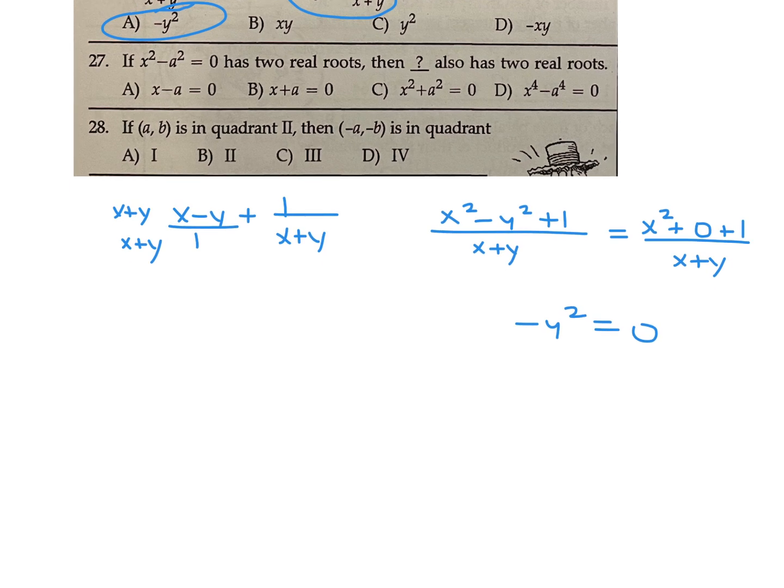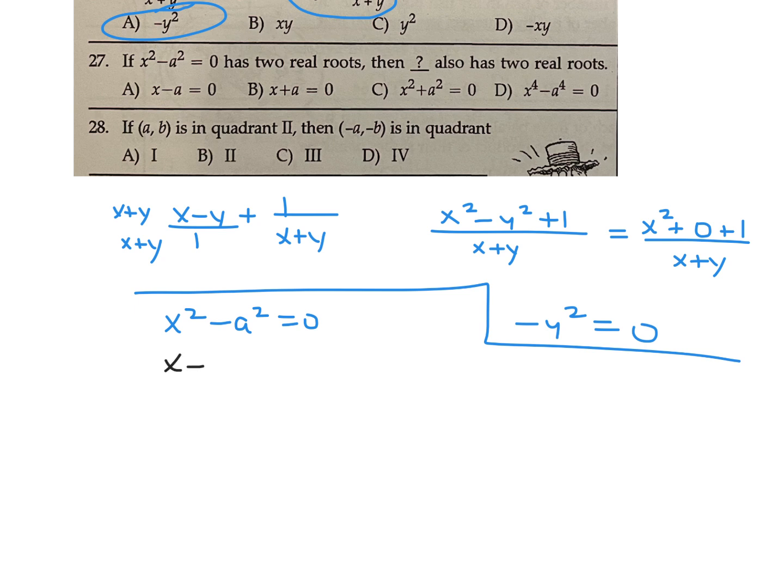If x squared minus a squared is equal to 0 has two real roots, then something also has two real roots. Okay. Well, let's see here. We have x squared minus a squared is equal to 0. And therefore x minus a times x plus a is equal to 0, and therefore x is equal to a and negative a. Correct?